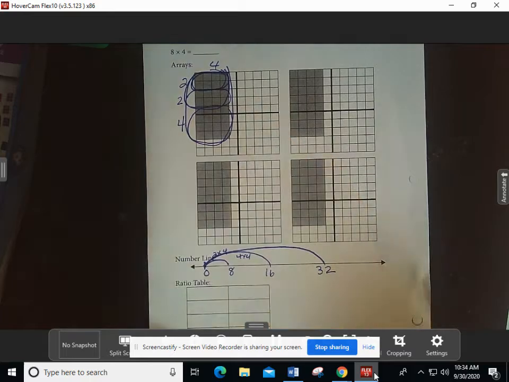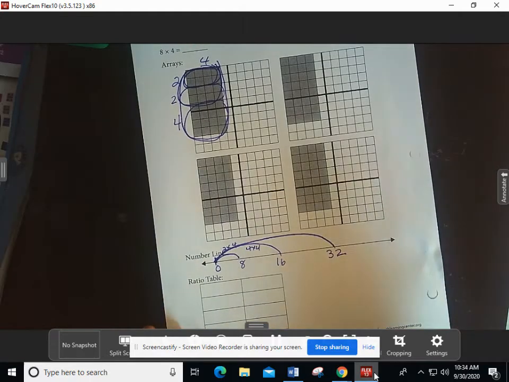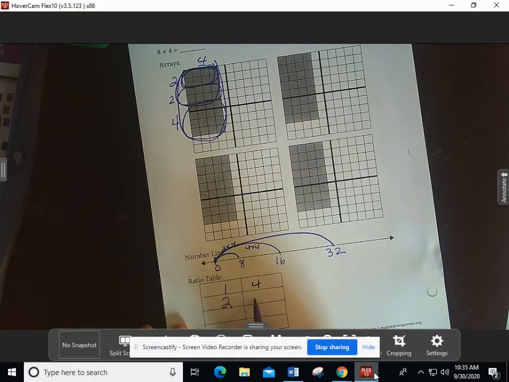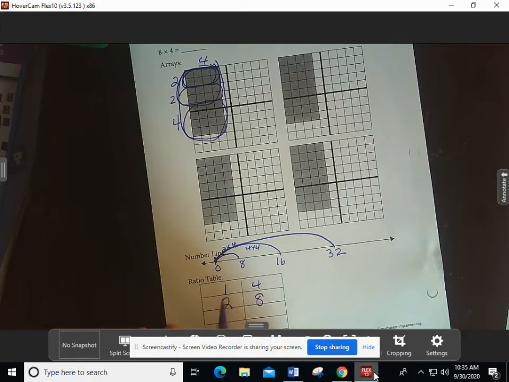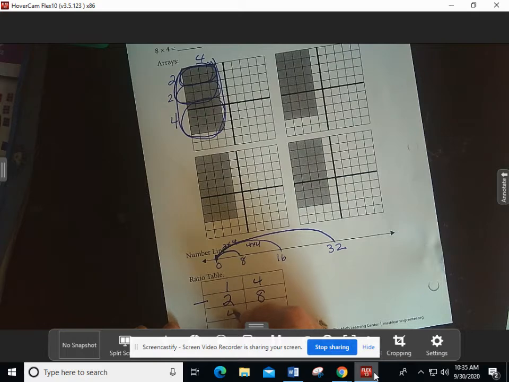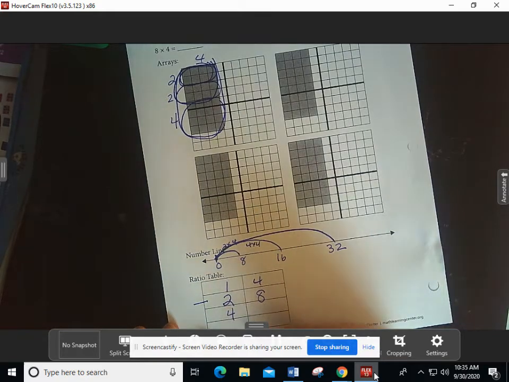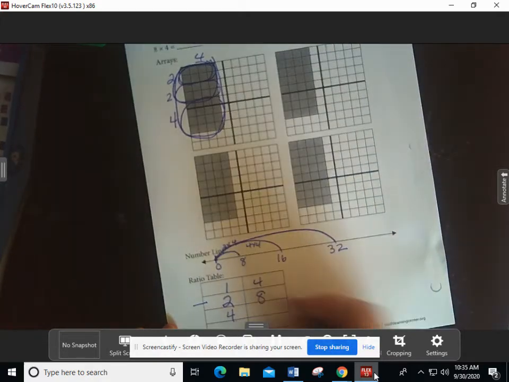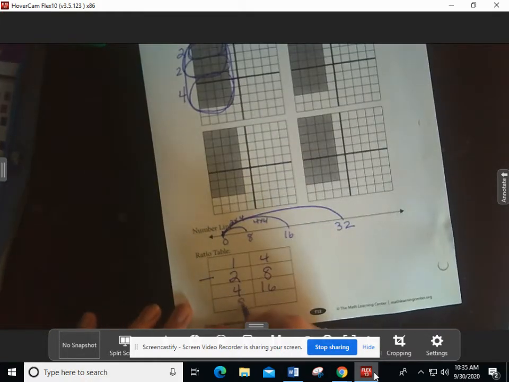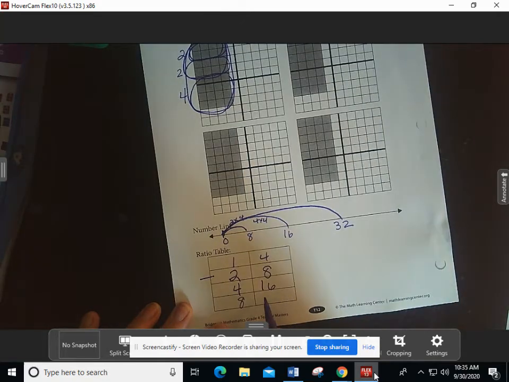So when we're working with this, we can think of the ratio table and automatically thinking about one group of 4 doubles to 2 groups of 4, which is 8. So here's our first double. And now we double it again. So if I double 2 to 4, I double 8 to what? 16. Now I'm going to double 4 again. 4 doubles to what? 8. 16 doubles to what? 32.